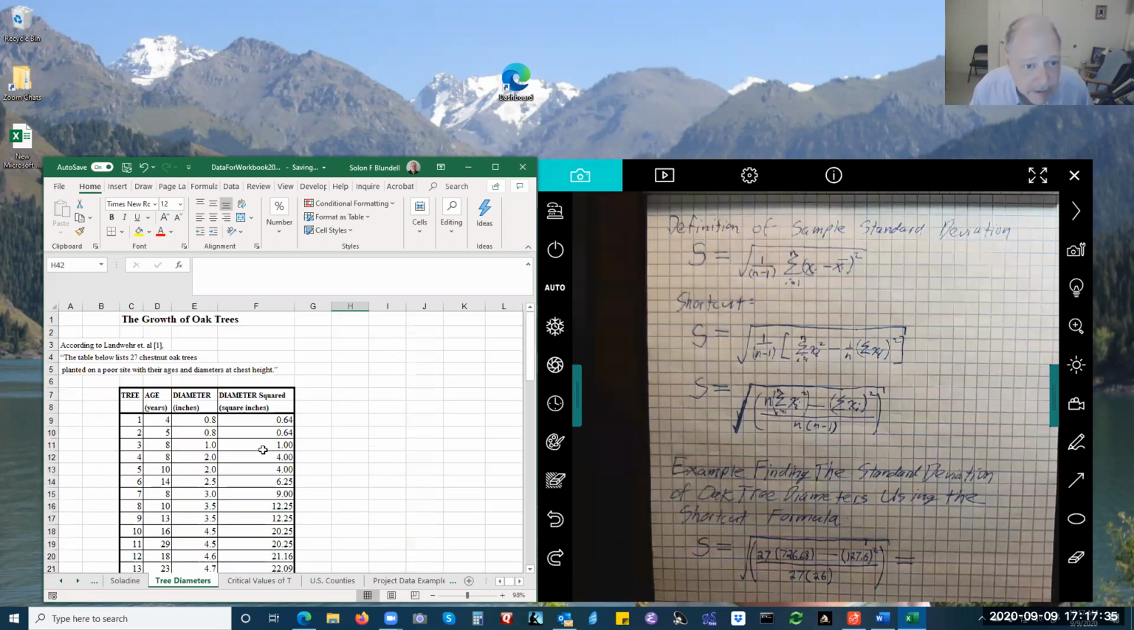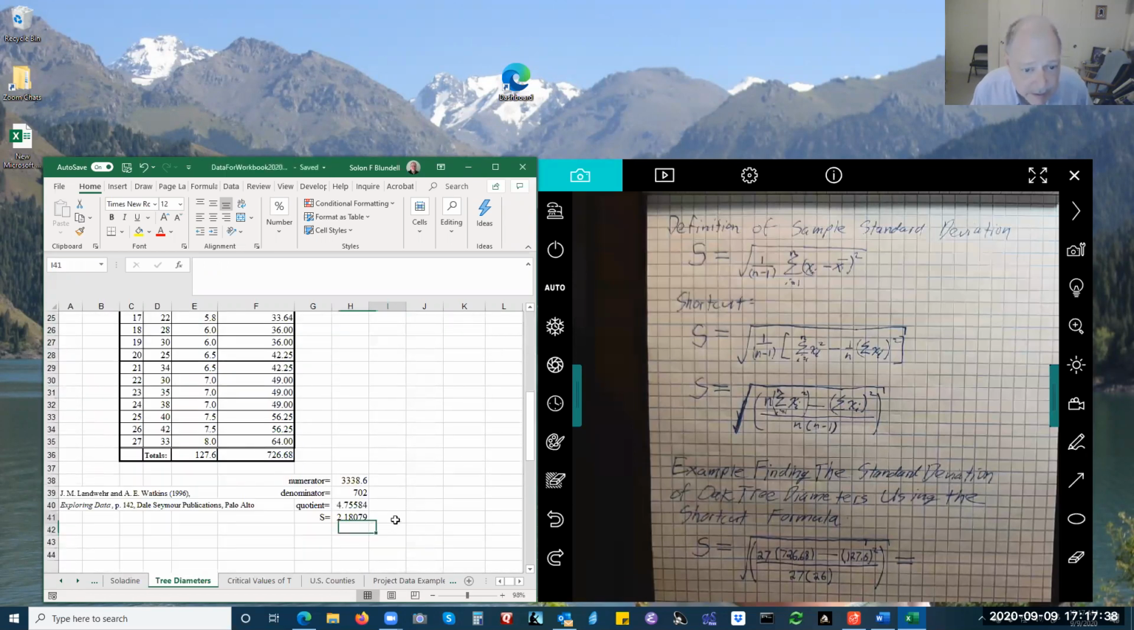And these diameters were in inches. So this quotient here was squared inches. The numerator was squared inches. The quotient was squared inches. And then when you take the square root, it's back to just plain inches.